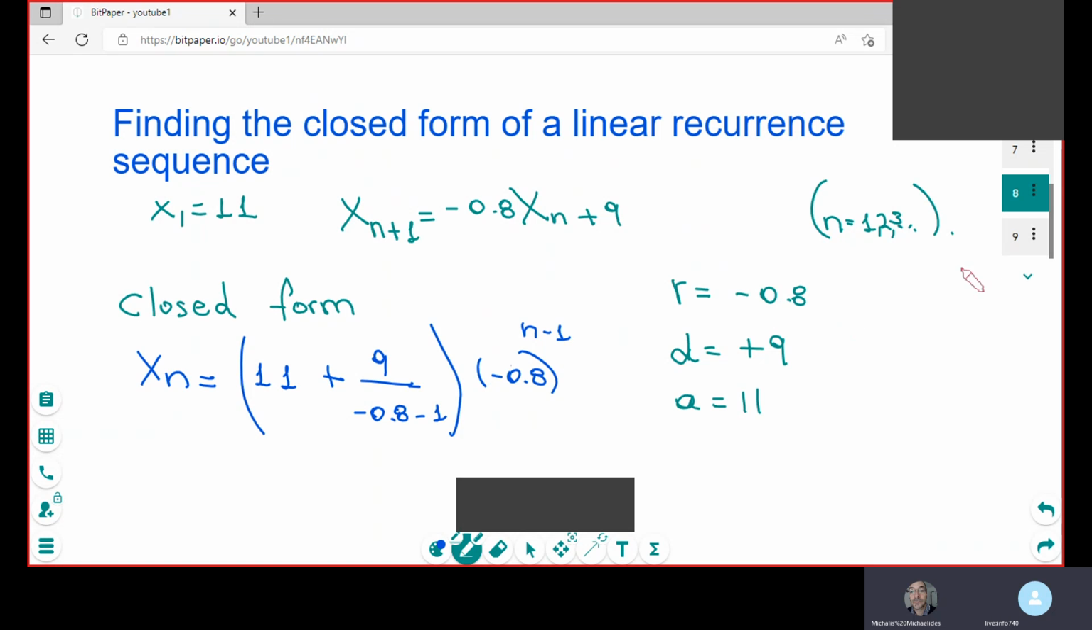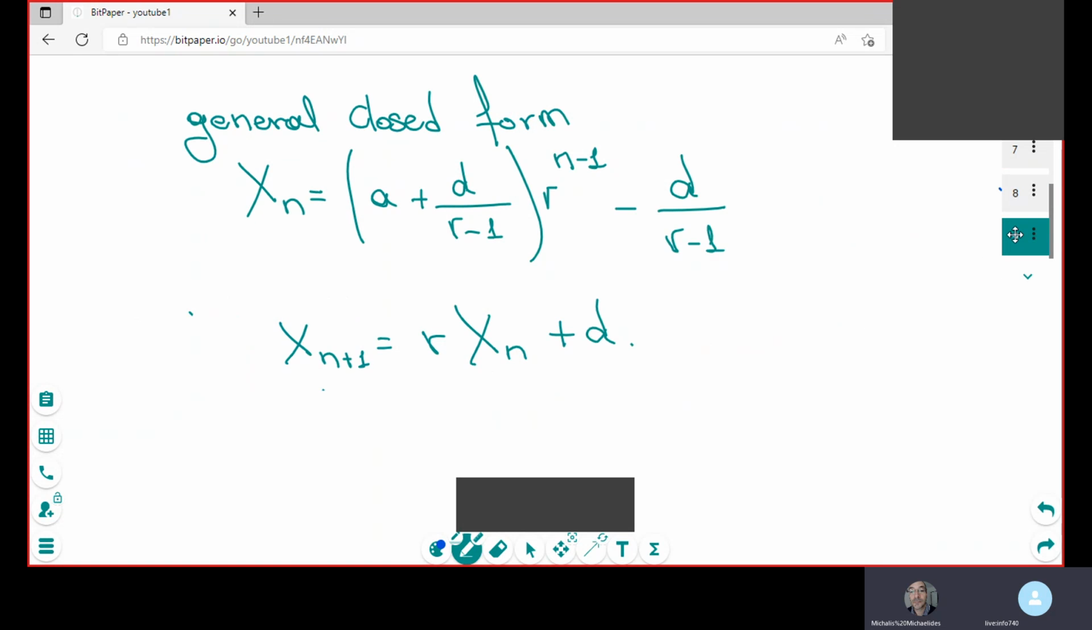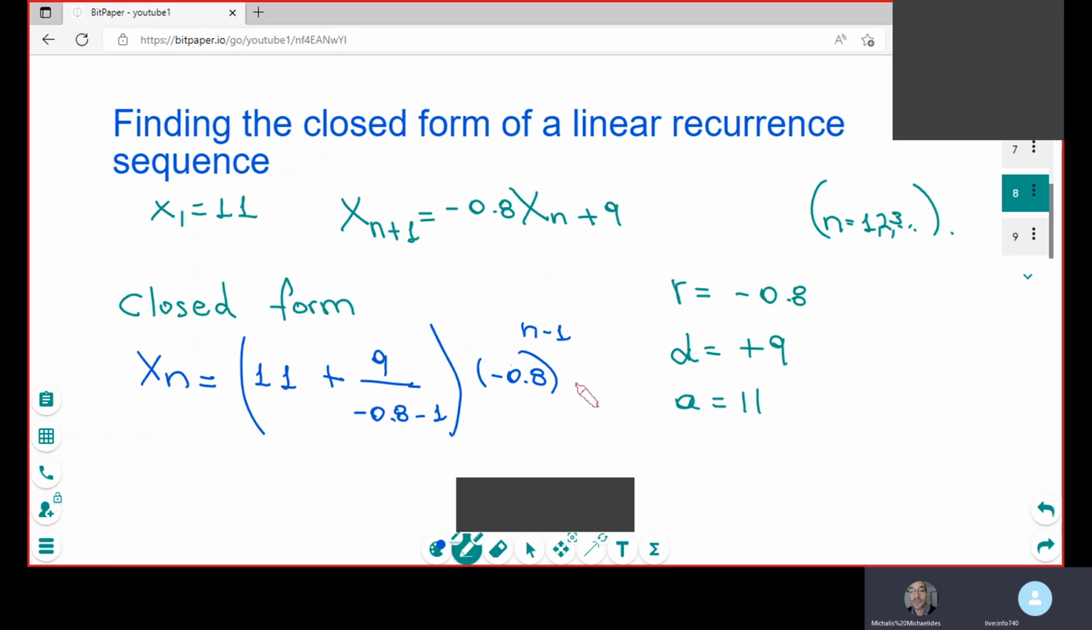What is the formula? Plus minus d over r minus 1. So it would be minus, then d is 9 over r is negative 0.8 minus 1. So whatever it is, we just write the line here. And all I need to do is to simplify the formula and make it a bit simpler by doing some calculation, especially this fraction.